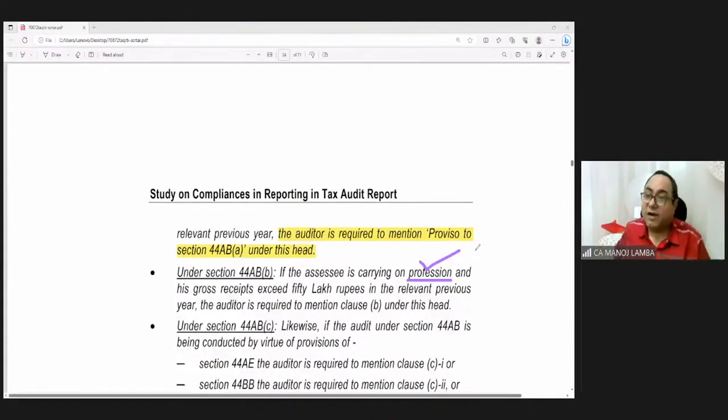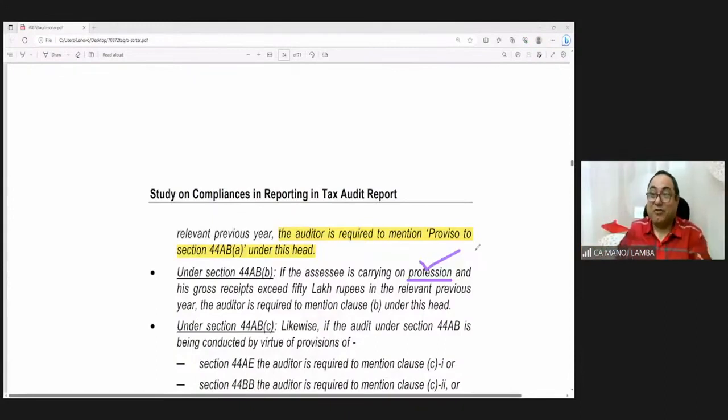Now, why am I using the word other professional? I am using the word other professional here, my dear friends, because the definition of the word profession given in the income tax act very clearly writes, very straightforward, profession includes vocation, full stop.